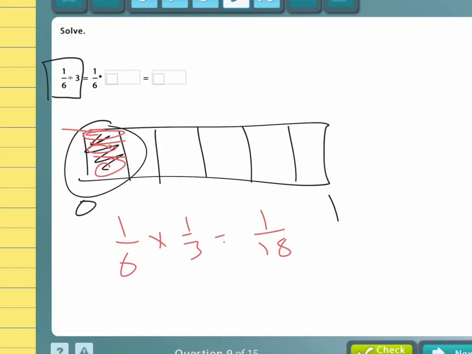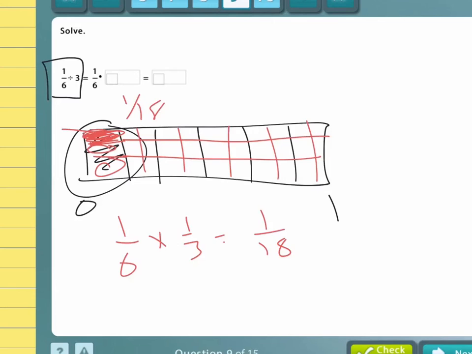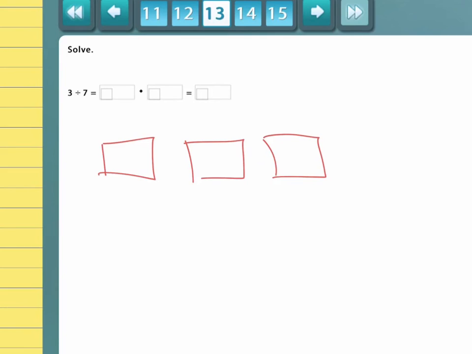Because if you look at this little portion here, it's 1/18 of the whole, because if we took that part, you'd have 3, 6, 9, 12, 15, 18. So there'd be 18 total pieces in this, and you have one of them. So it's 1/18.